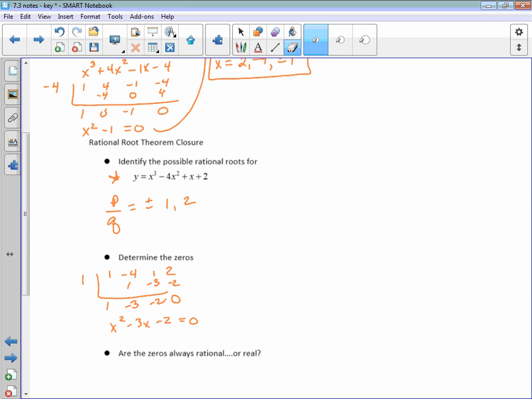Does it factor? No. So, now what? You do not use the rational roots, because if it doesn't factor, the rational ones are not going to work. So you have 2 options. You can do the quadratic formula, or you can do completing the square.